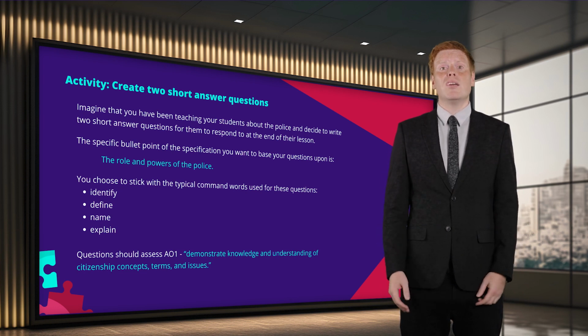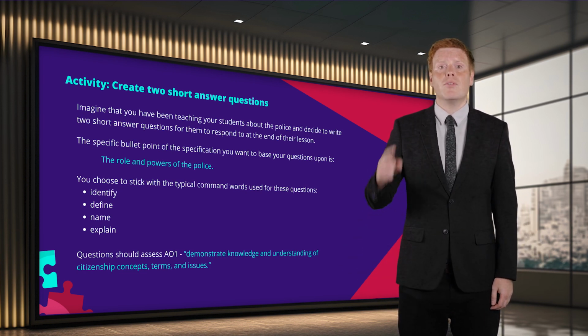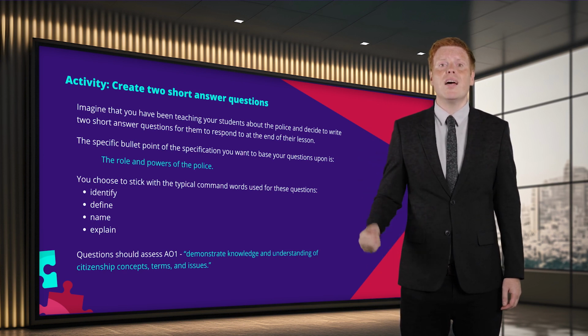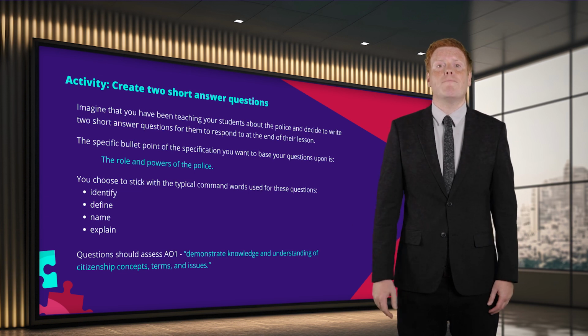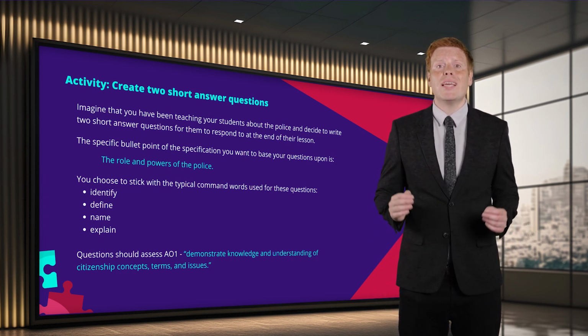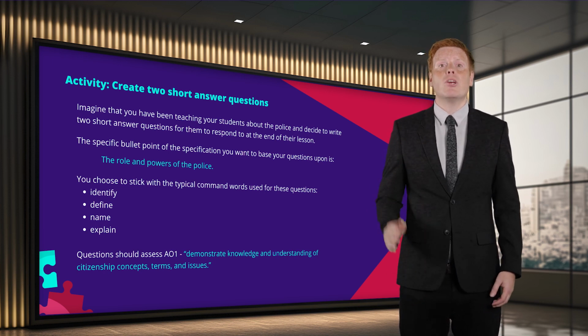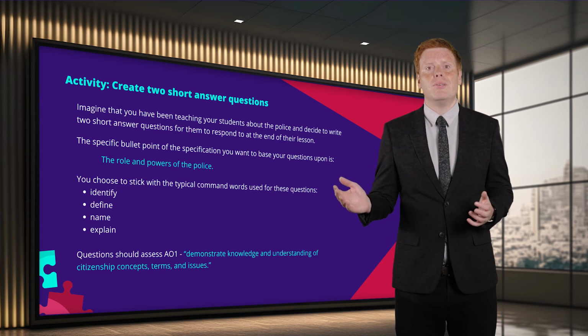You choose to stick with the typical command words used for these type of questions, which are of course number 1, identify, number 2, define, number 3, name, or number 4, explain. You're conscious that any questions created should respond to the AO1 objective to demonstrate knowledge and understanding of citizenship concepts, terms, and issues.